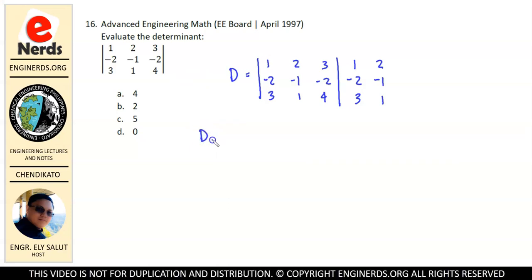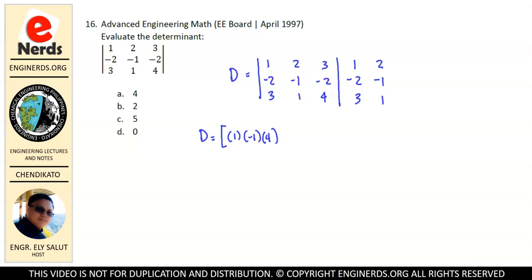So, our D is equal to, again, 1. Okay? So, lagay ko siya sa loob ng bracket. So, we have 1 times negative 1 times 4. Okay? So, ito yung part na yon, ano? Para makita ninyo siya. Ito yung part na yon, yung ginawa natin. 1 times negative 1 times 4.